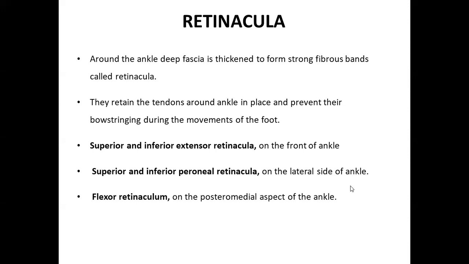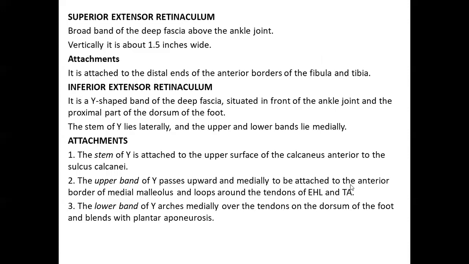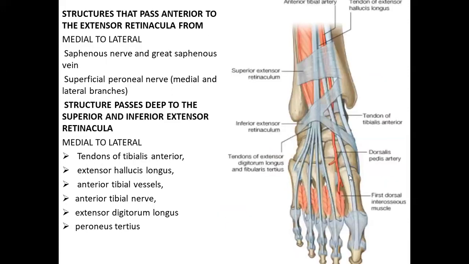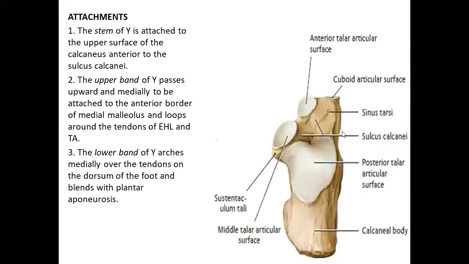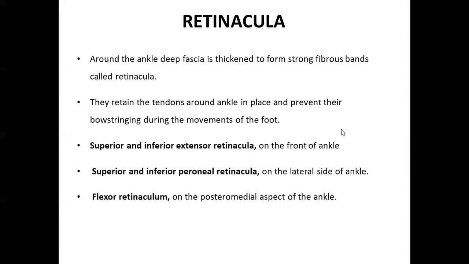The different retinacula we see are the superior and inferior extensor retinaculum, which we'll be dealing with today, on the front. Then on the lateral side of the ankle, we have the superior and inferior peroneal retinaculum, and we have a flexor retinaculum on the posterior medial aspect of the ankle. We will be dealing with the superior and the inferior extensor retinaculum, which lie on the front of the ankle.